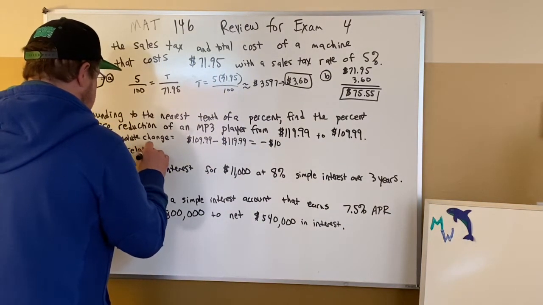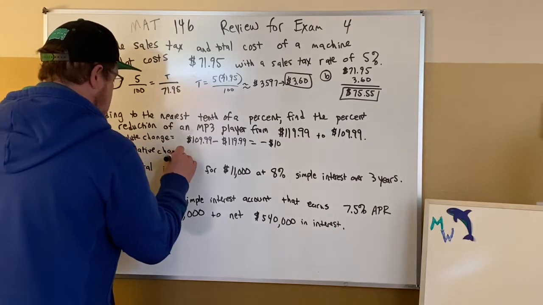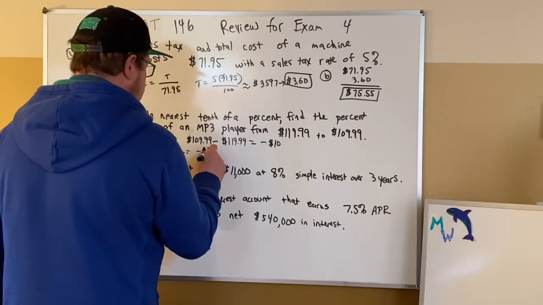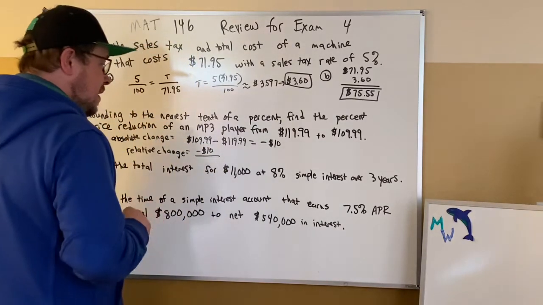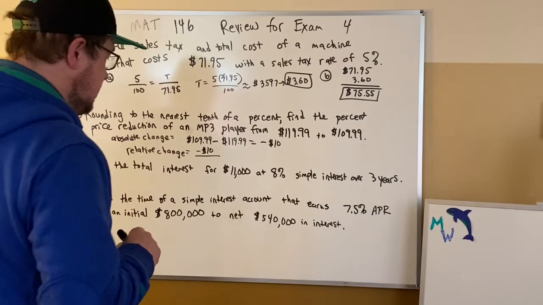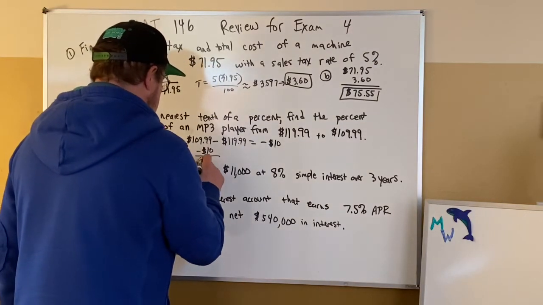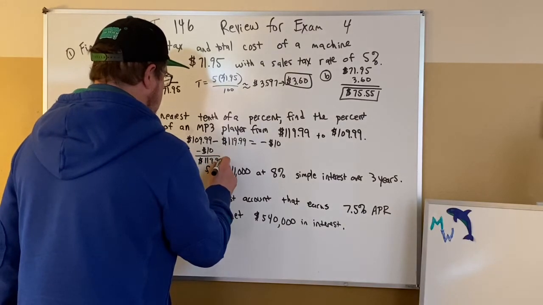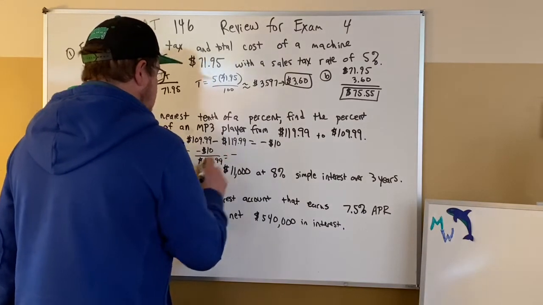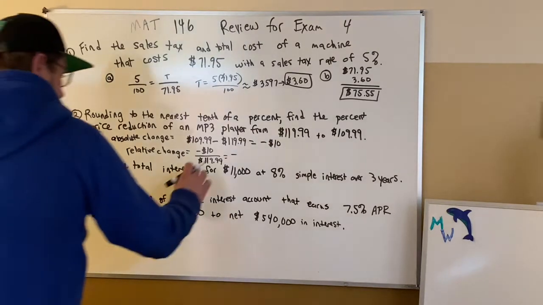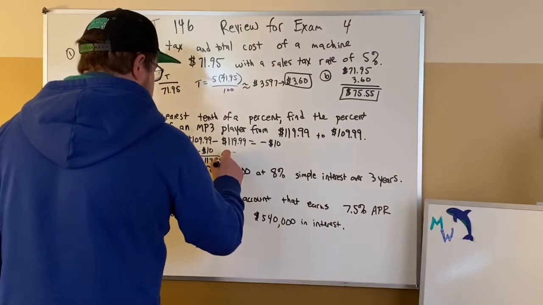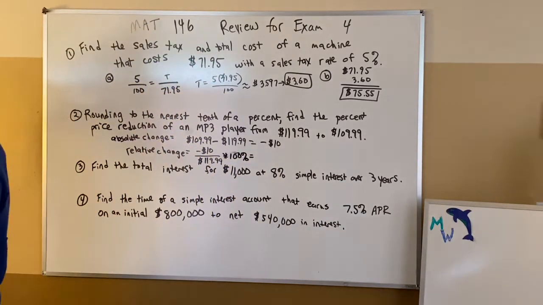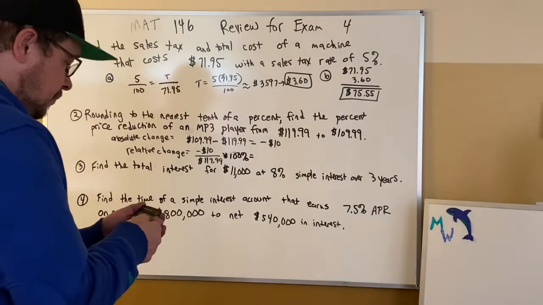Relative change as a percent. We're going to put our $10 up top, and we're going to divide by the old price. Divide by what you had already established, which was $119.99. The dollar signs cancel. We do get a negative change. Oh, and we're going to multiply this by 100% to get it as a percent rather than a decimal. Percent sign will stick around in our answer for what we're working with here.